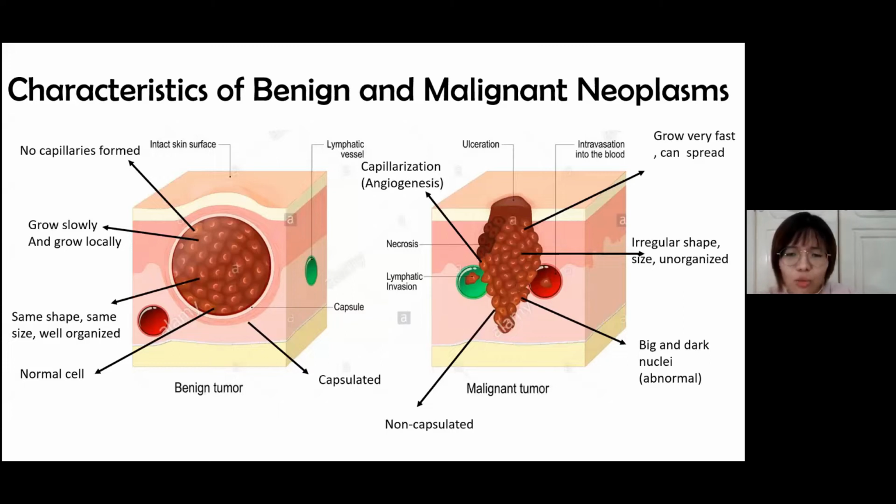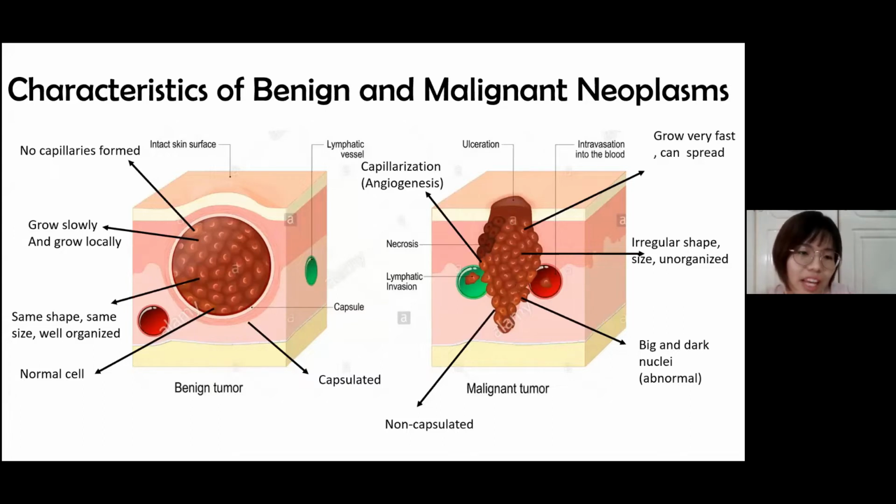And can they spread to other places? Sometimes they go to the surrounding tissue, and some go to other organs. When they grow very aggressively, they grow their own capillaries. We call this capillarization, also called angiogenesis. They even grow into the lymphatic system and blood vessels to take their own nutrients. And some cells that do not get enough nutrients are going to die. We call this necrosis, and it forms ulceration.